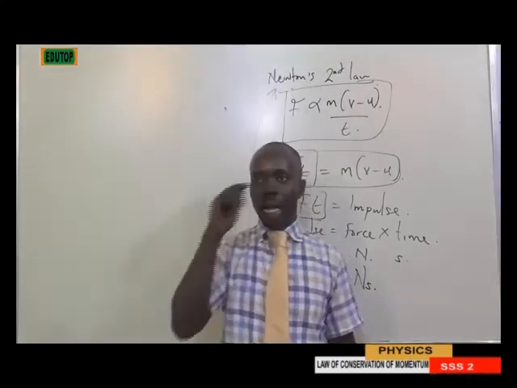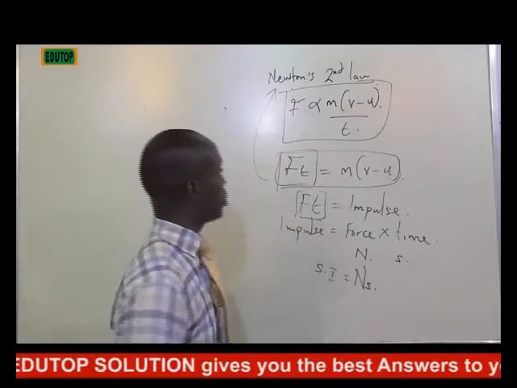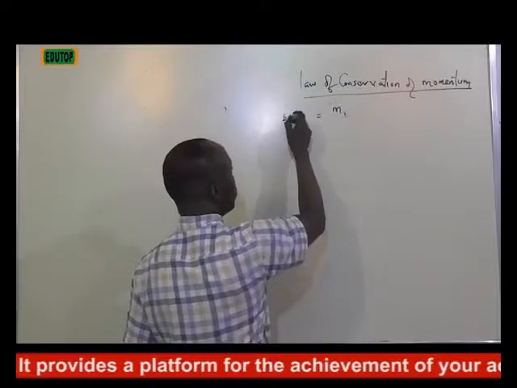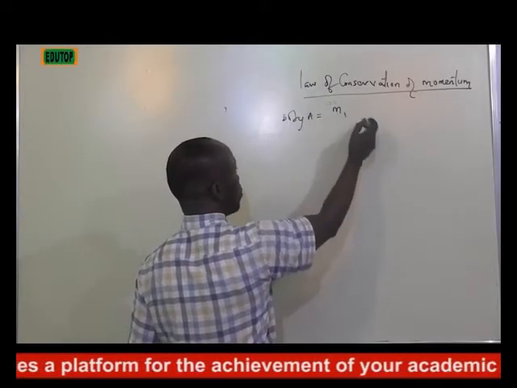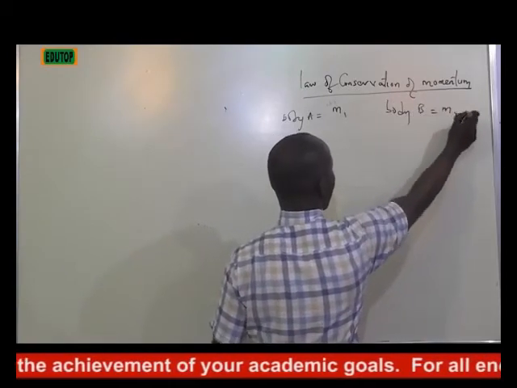So that is that. Now let's go to the law of conservation of momentum. This law states that in an isolated system, the total momentum of the colliding bodies remains constant. What do I mean? Two things are involved. You have body A, M1, body B, M2.